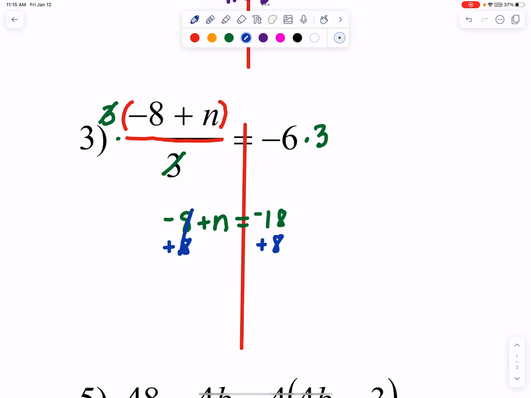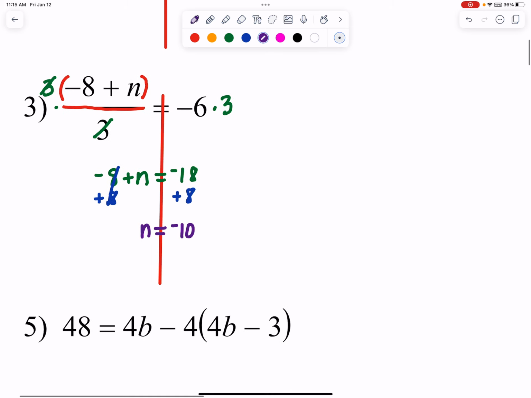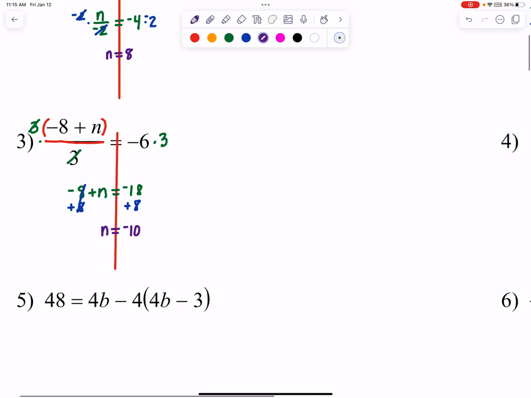Cancels that out, and what are we left with? We're left with n equals. And then we have different signs, subtract. Keep the sign of the bigger number. So 18 minus 8 is 10, and that's negative. And I looked at the answer when I was looking at number 2, and we are correct, negative 10.